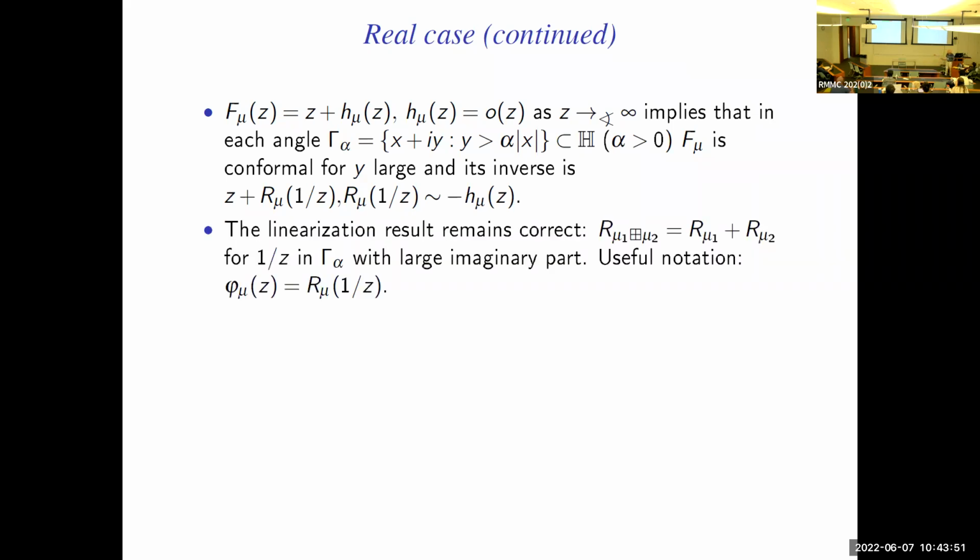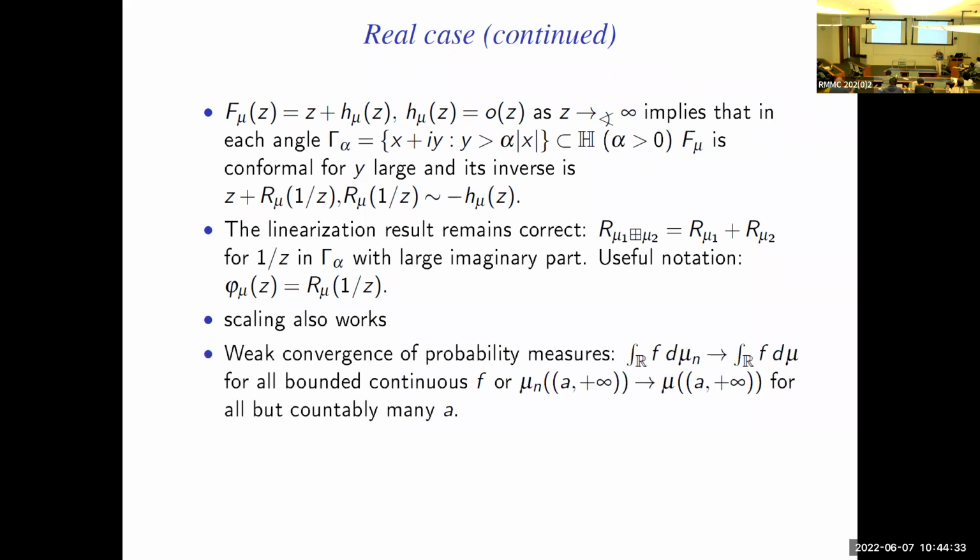Okay. The linearization result, as I pointed out yesterday, still remains correct. The R transform of mu1 convolved with mu2 is R_mu1 plus R_mu2, for 1 over z in the gamma alpha with large imaginary part. And I'm going to call this function R of 1 over z phi because it saves on ink. Maybe two symbols. We save two symbols. Phi_mu of z is R_mu of 1 over z. Okay. Scaling also works in this case.